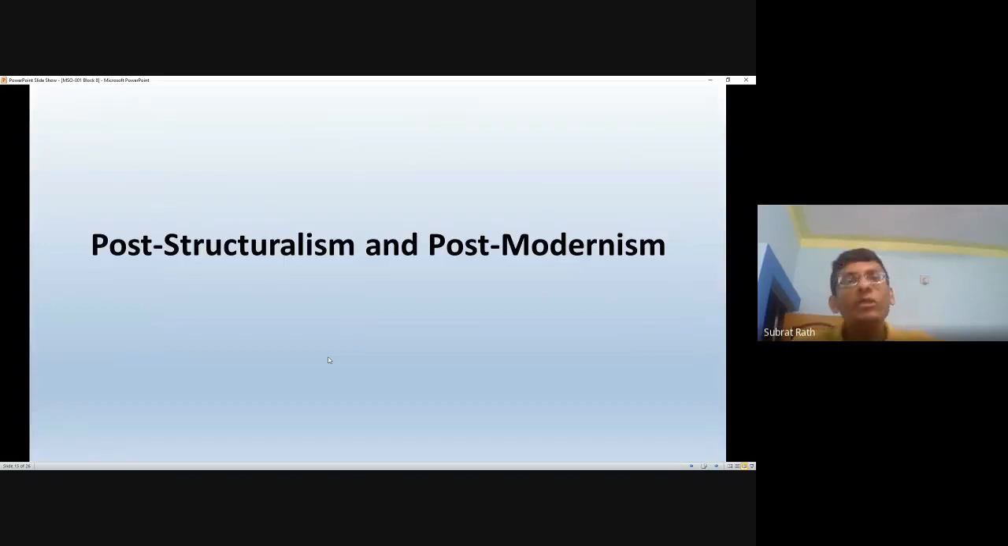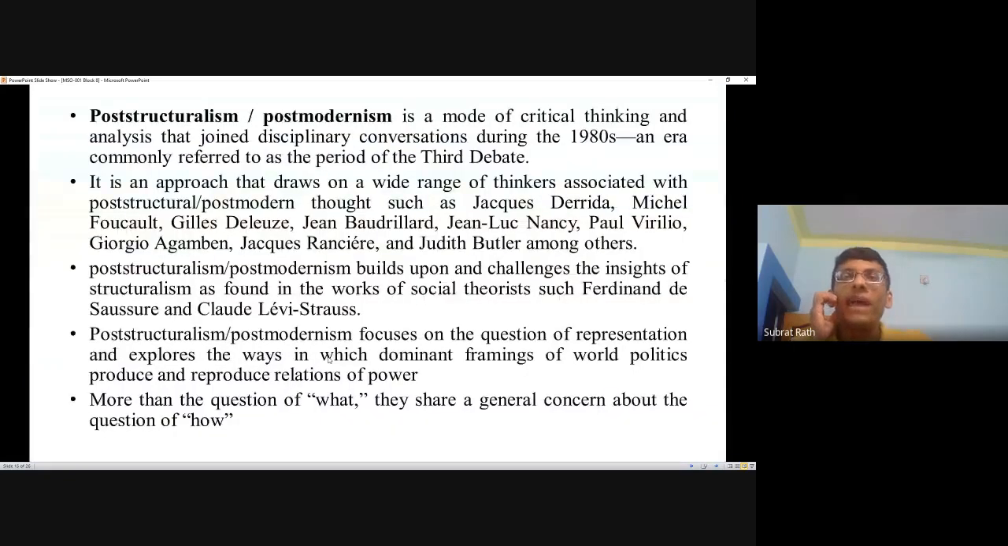So let's come to the last point, that is post-structuralism and postmodernism. Let's try to make an overall analysis. Because in your book there is no clear-cut distinction, I am trying, according to your book, to make you understand. So let's understand post-structuralism and postmodernism. It is a mode of critical thinking and analysis that joined disciplinary conversations during the 1980s, an era referred to as the period of the third debate. That means they are challenging each and every aspect of life. They are trying to understand power relations.